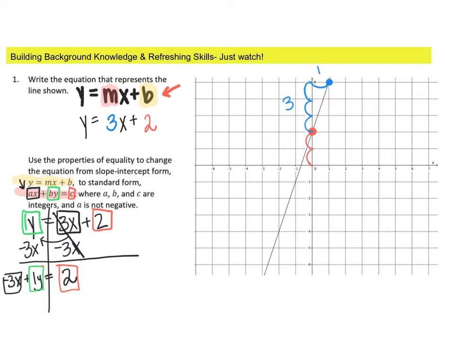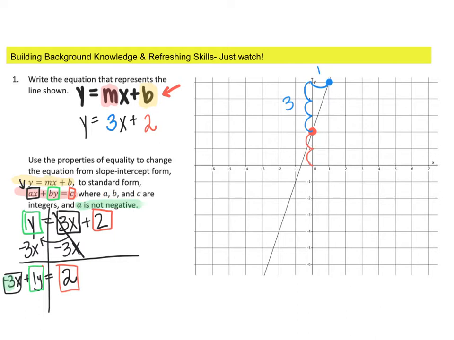Now, the only thing that's left about this question is that it asks me to make A not a negative number. So I don't know if you guys can see that right there, but it wants this A, which would be this right here, -3, to not be negative. So how could I turn this into a positive?